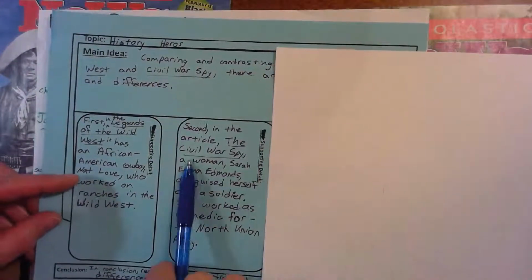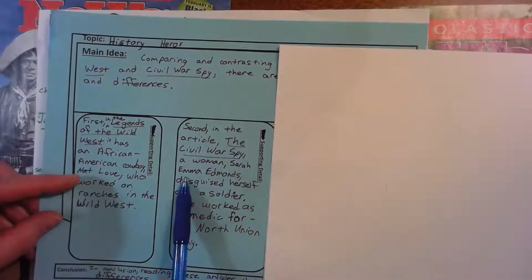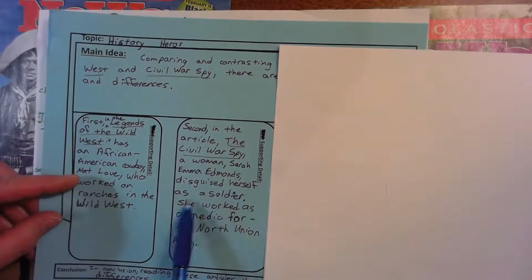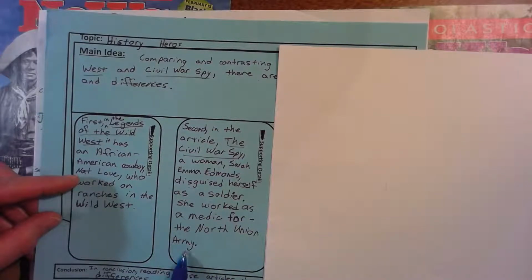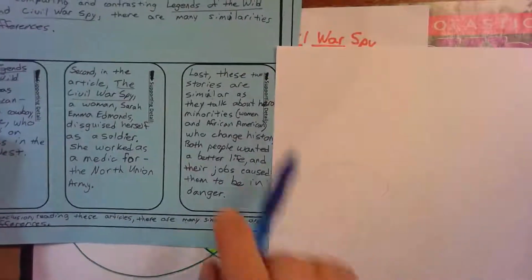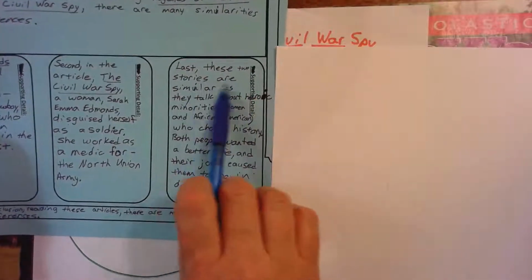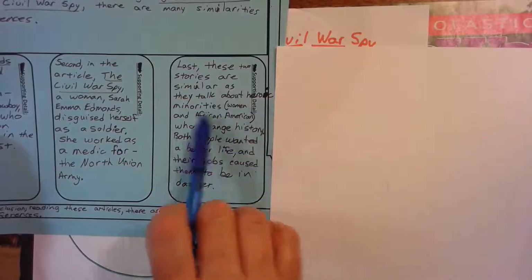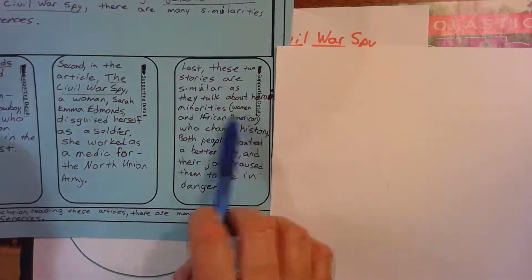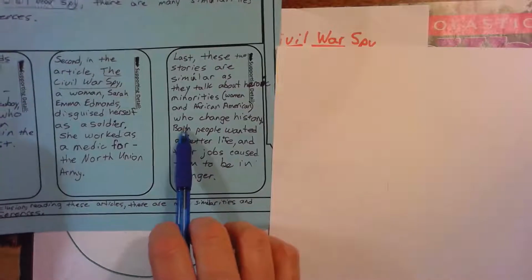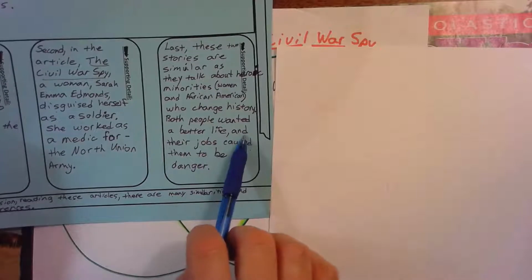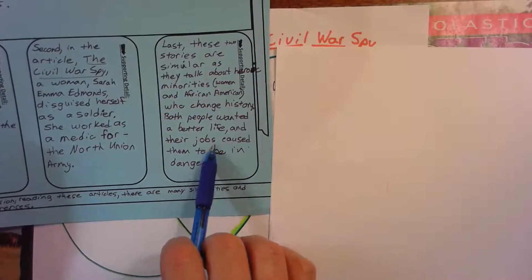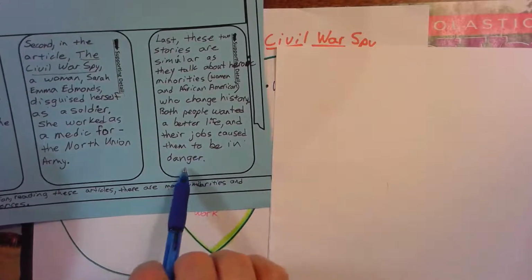Okay. Second, in the article, the Civil War Spy, a woman, Sarah Emma Edmonds, disguised herself as a soldier. She worked as a medic for the North Union Army. Okay? And last, these two stories are similar as they talk about heroic minorities, women and African American, who change history. Both people wanted a better life, and their jobs caused them to be in danger.